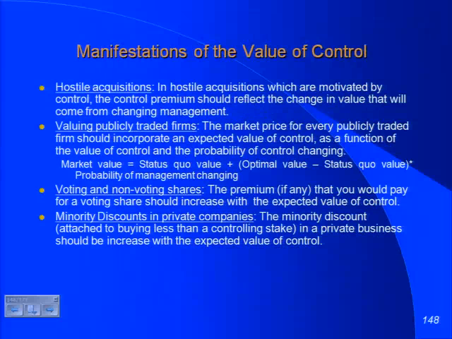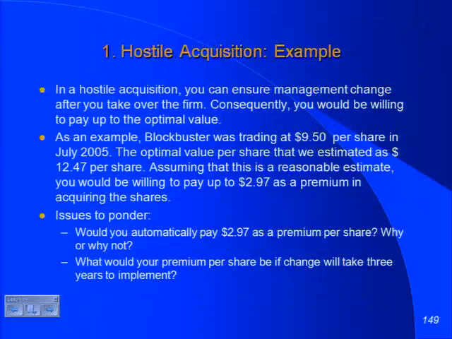I'm also going to talk about voting and non-voting shares and how the expected value of control determines the difference between the two. So if you come to me with two classes of shares, I should be able to say, well, this company, voting shares should trade at an 8% premium, this company should trade at an 18% premium. And finally, I want to talk about minority discounts in private companies. Essentially, the price you pay for 49% of a private company will be far lower than what you pay for 51%. That's called the minority discount. I'm going to try to quantify that discount. So let's take each of those areas and talk about how the expected value of control comes into play.